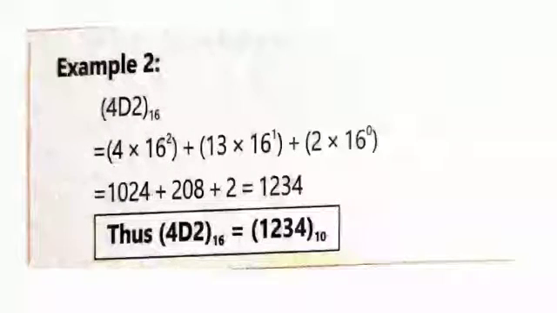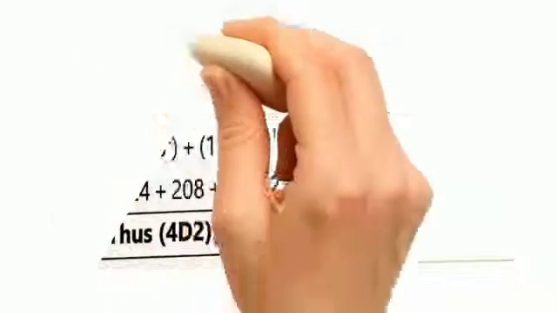D means 13, with base number 16 raised to 1, plus 2 into 16 raised to 0. Any number raised to 0 means 1. 4 into 16 into 16, we multiply with 4 and get 1024. Plus 13 into 16 we get 208, plus 2 equals 1234. That is the decimal number.